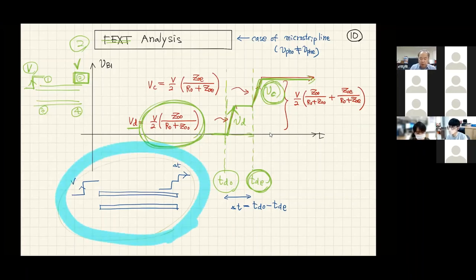So this is the summary of this page. If you have a coupled transmission line and you apply a voltage step, at the receiver side you're going to have a step pulse. Why do we see this kind of situation? Because odd mode velocity and even mode velocity are different. Even mode and common mode arrive later than odd mode. That's why we're going to have this kind of step waveform at the receiver side.